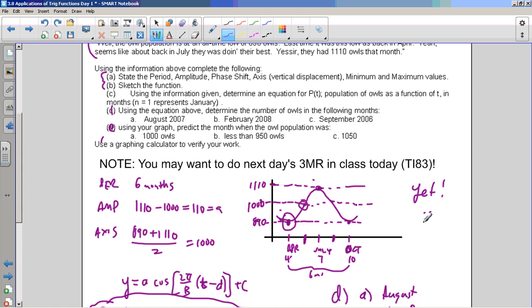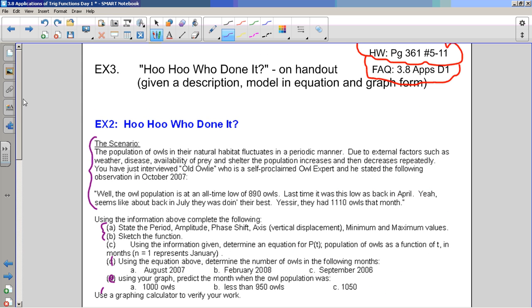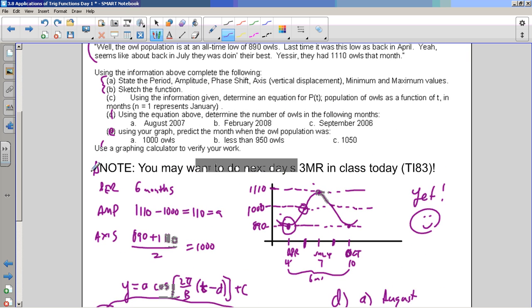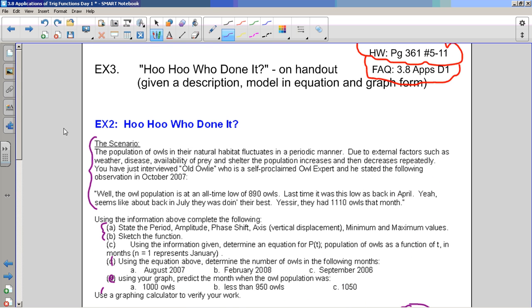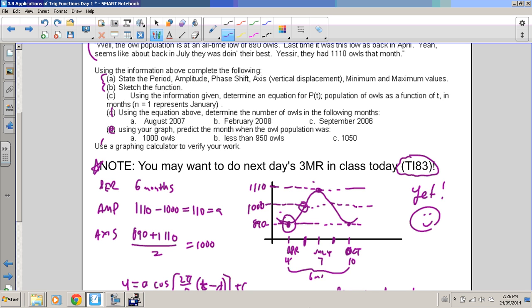Okay, have some fun with these. In the homework, there aren't very many. Where's the homework? How many have we got? It says 5 through 11, but again, you can get through them pretty quick. One thing I wanted to point out is this note here. You may want to do next day's 3-minute review in class today, because it uses a TI-83. So think about doing that, and I'll even let you get away with skipping 1 or 2 of those so you can get to that 3-minute review in class. All right, that's it. Video 3, long lesson today, but it's good, clean, trig application fun.